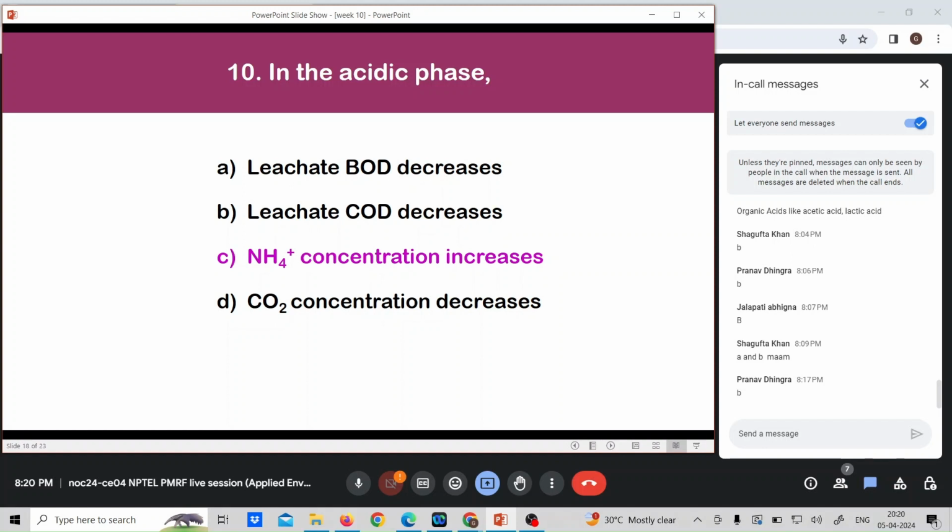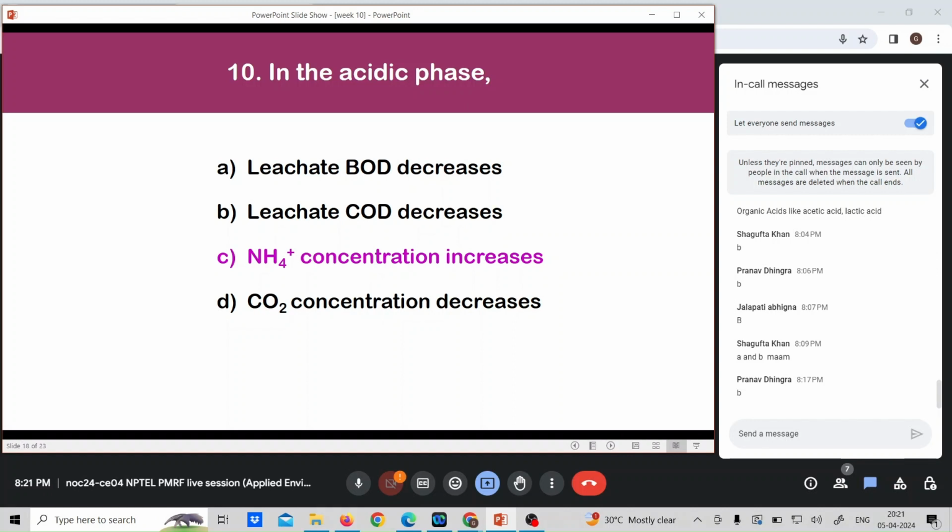So in the leachate, BOD also increases, COD also increases. As it is produced, obviously you can either treat it biologically or chemically. So the oxygen demand for oxidizing that product that is produced, either biochemically or chemically, is going to be increasing only there. Since that organic product is produced, the oxygen demand is going to increase in both the cases. So that's not the answer.